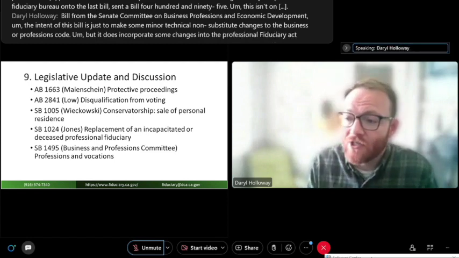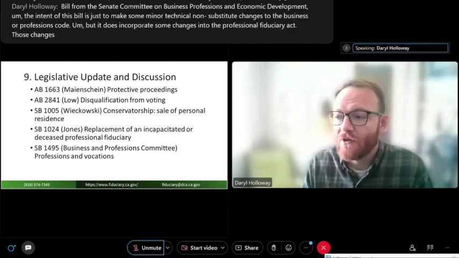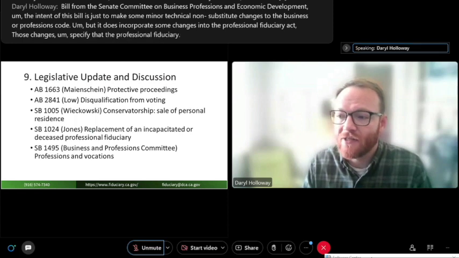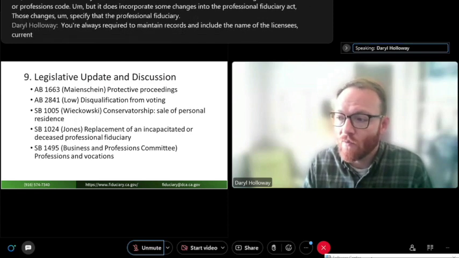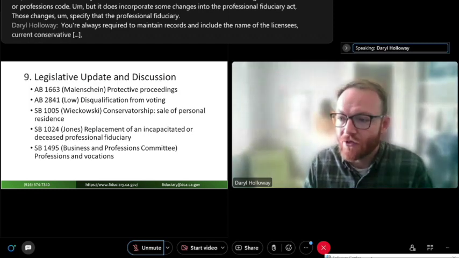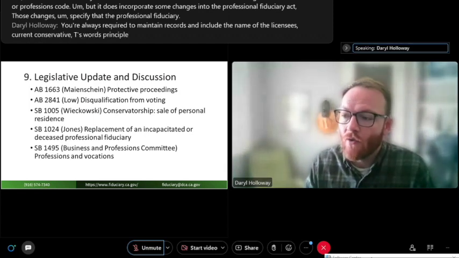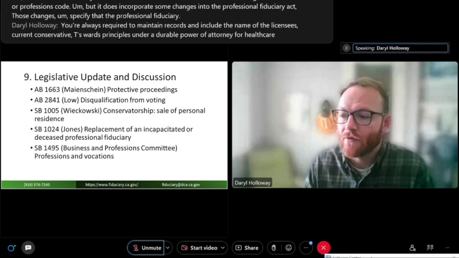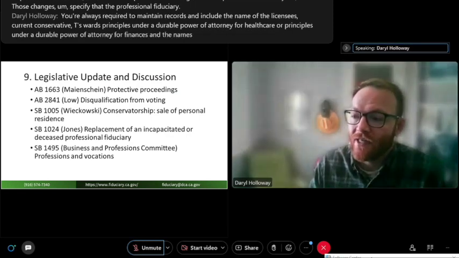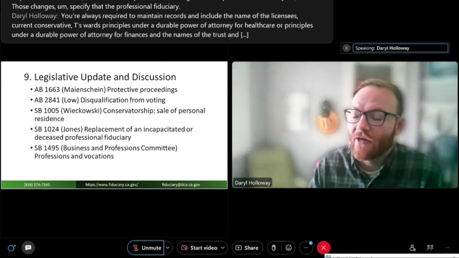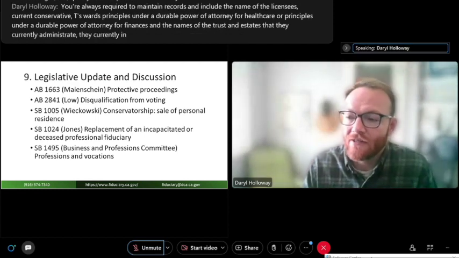Those changes specify that the Professional Fiduciary Bureau is required to maintain records that include the name of the licensee's current conservatees, wards, principals under a durable power of attorney for healthcare, or principals under a durable power of attorney for finances, and the names of the trusts and estates that they currently administer, whether the case is court supervised or not.